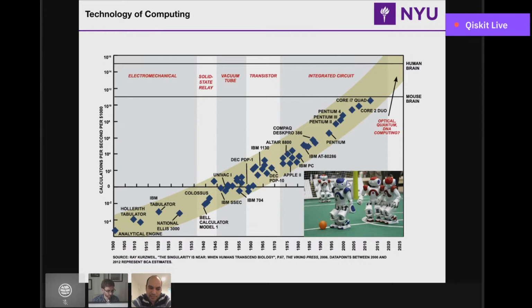This is a slide from the book The Singularity Is Near. Basically, it attempts to tell us how computation is marching forward. On the y-axis, you have a figure of merit of how capable we are at doing computation. On the x-axis, you have the number of years. And as you see, in the last 100 years, we have been constantly improving computational power, right? At my age, I'm very familiar with Pentium 1 to 4.